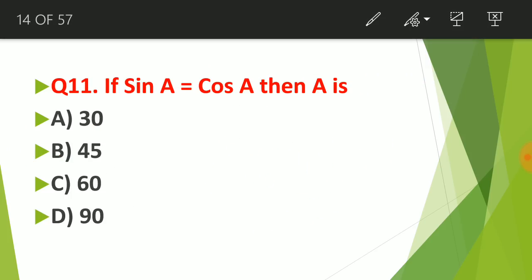Now let us see question number 11. If sine A is equal to cos A, then A is equal to what? In this case, we know that sine 45 is 1 by root under 2 and cos 45 is also 1 by root under 2. So 45 is in option choice B.